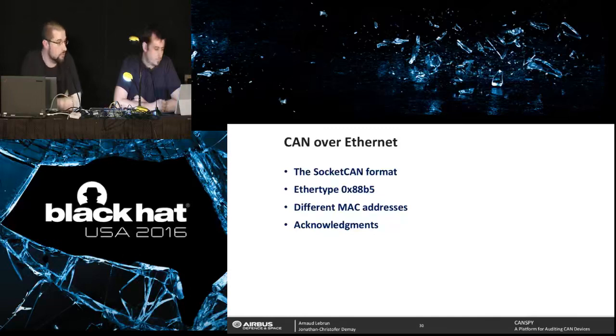A few words if you want to understand how to process the information that is being sent over Ethernet. Again, the idea was to be compatible with existing tools. So the CAN information is sent over Ethernet using the socket CAN format. It's natively supported in the Linux kernel and in Wireshark. You just need to tell the tool that you are using a particular data type, the 88B5, that is free for local experiments, and you will have native Canspy support for the tool.